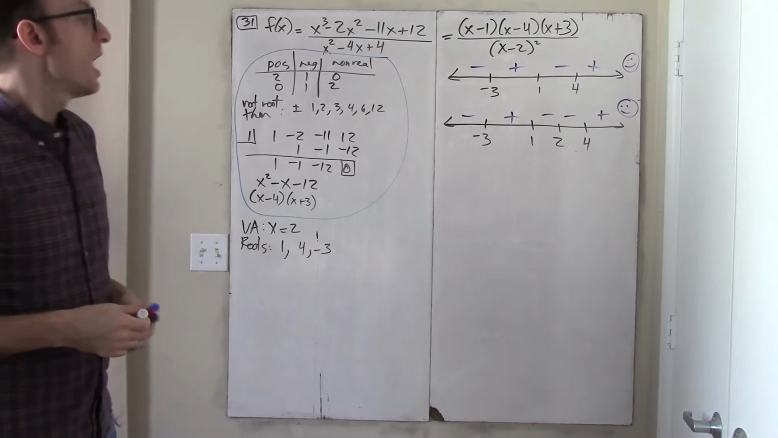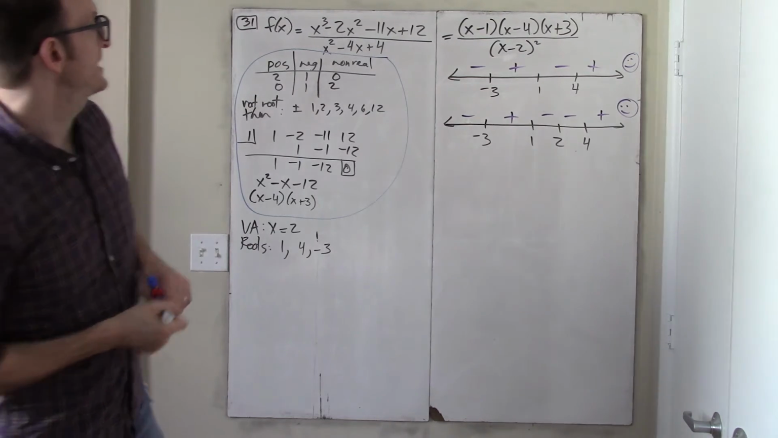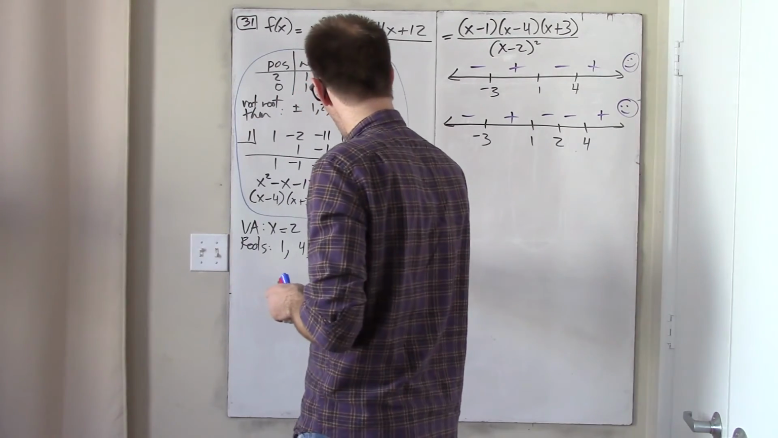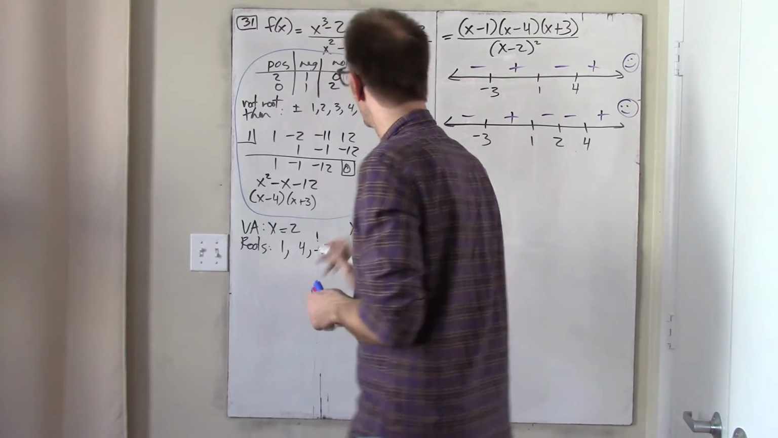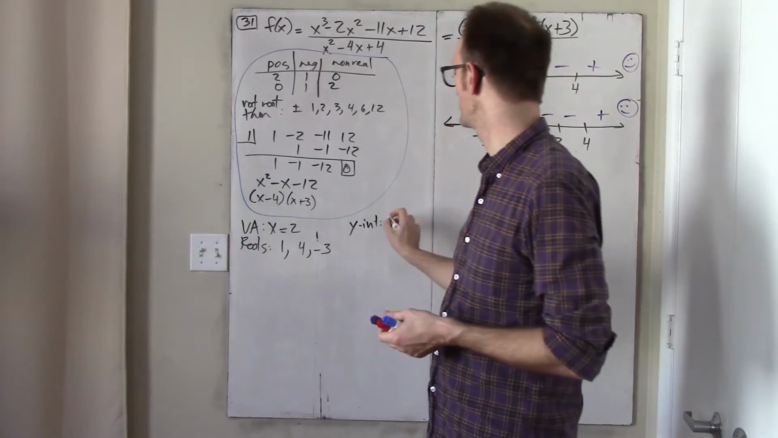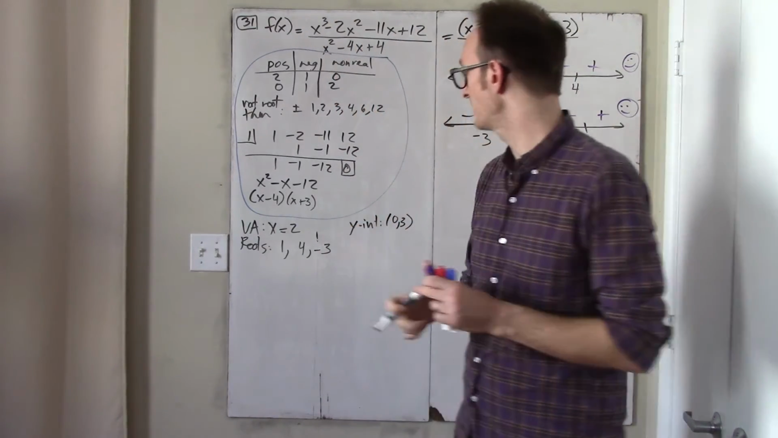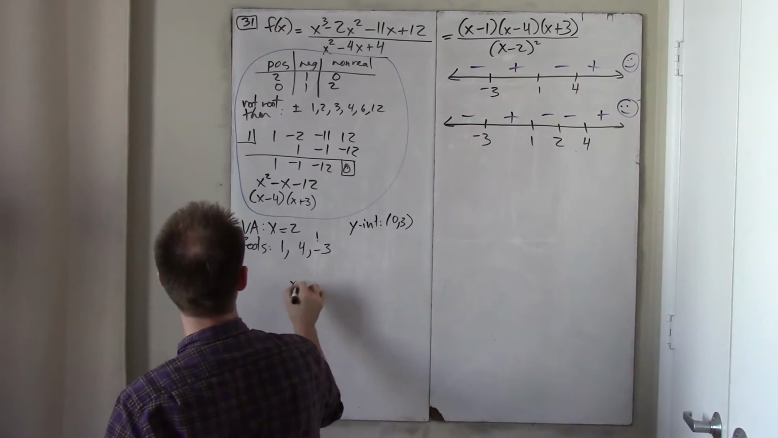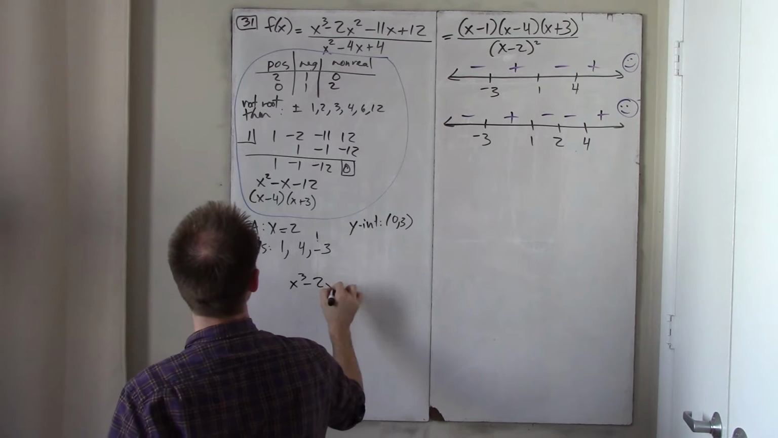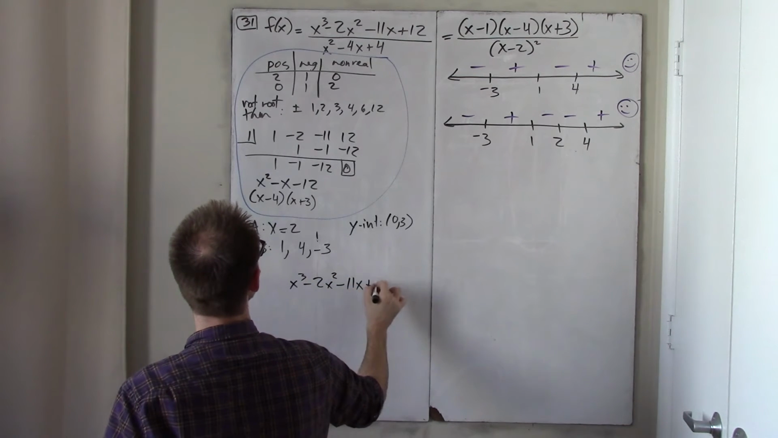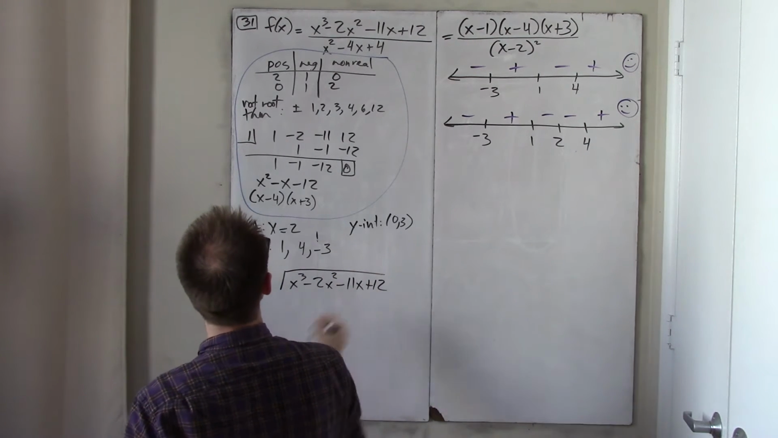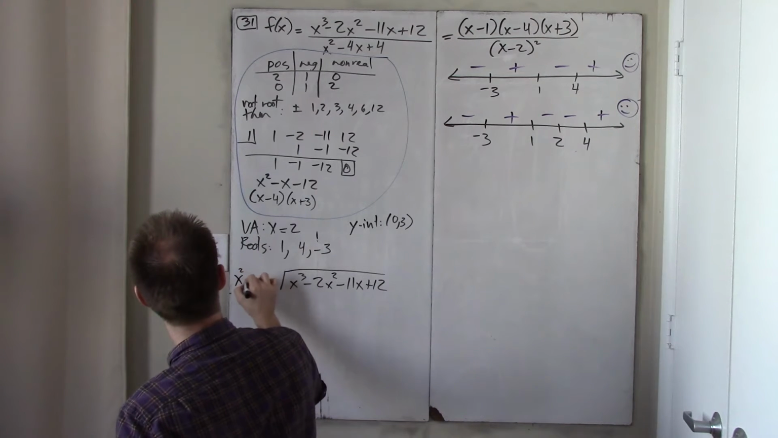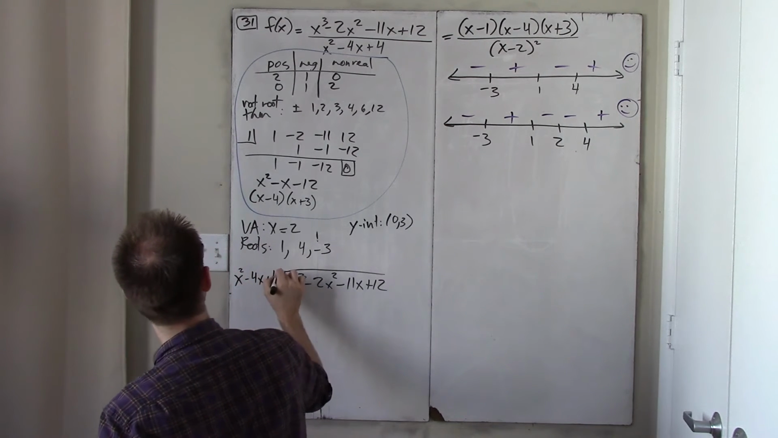Okay. What else do we need to do? We can find the y-intercept. What is it? Plug in 0, and you just indeed do get 3, so that's nice to know. Let's do polynomial long division, so we can check the end behavior. So x cubed minus 2x squared minus 11x plus 12 divided by x squared minus 4x plus 4.